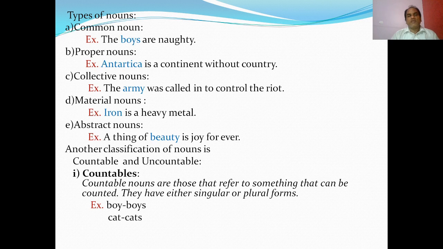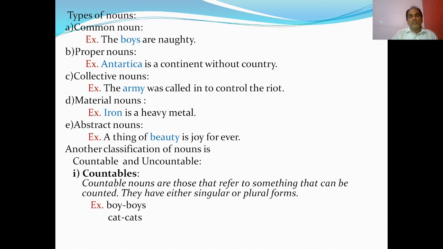That is a collective noun. Material noun, we know. Iron is a heavy metal. Iron is a material noun. Coal, iron, chromite, like this. Then abstract nouns: a thing of beauty is a joy forever. So beauty is the abstract noun. Okay. Honesty is the best policy. Honesty is an abstract noun. So another classification of nouns is countable and uncountable.